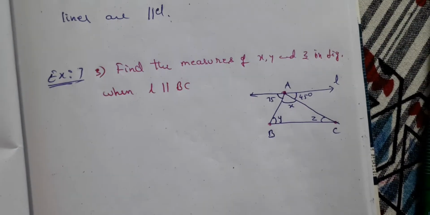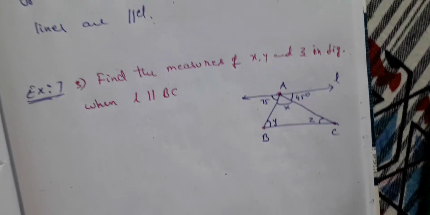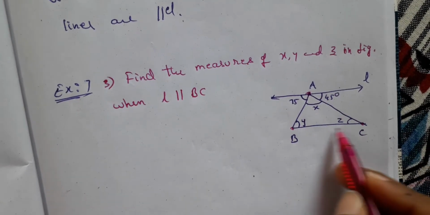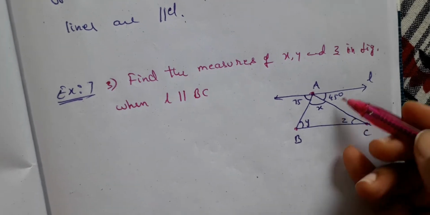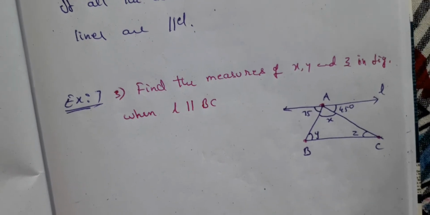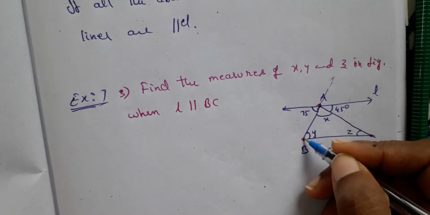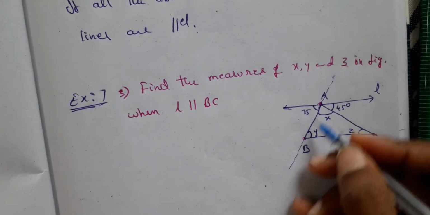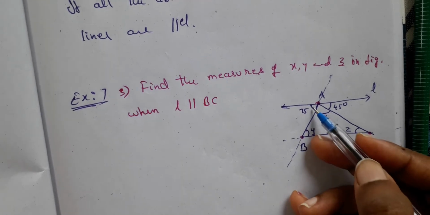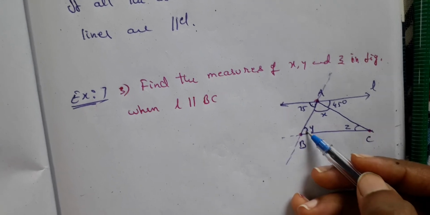Okay, find the measures of x, y and z in the figure when L is parallel to BC. So this is a line L which is parallel to the base of the triangle BC. These two are parallel lines. So therefore this is a transversal, is it not? If you extend the line, you can easily understand that this is a transversal. So in the transversal, if I extend this line also, you can see that these are alternate interior angles, is it not?